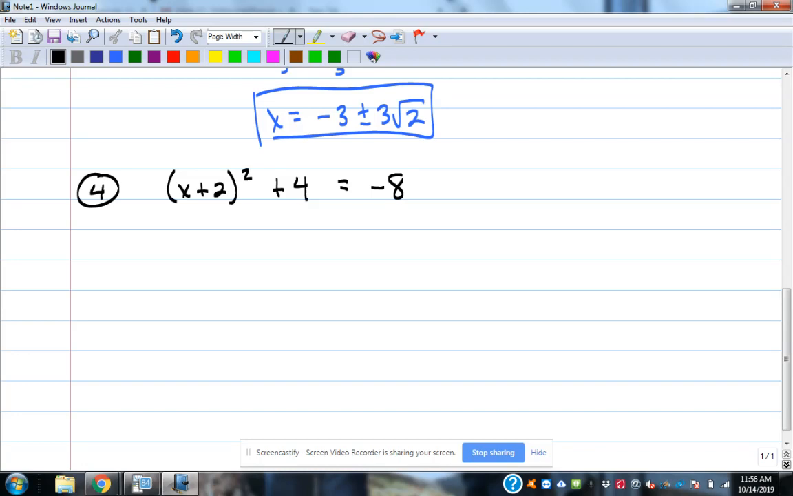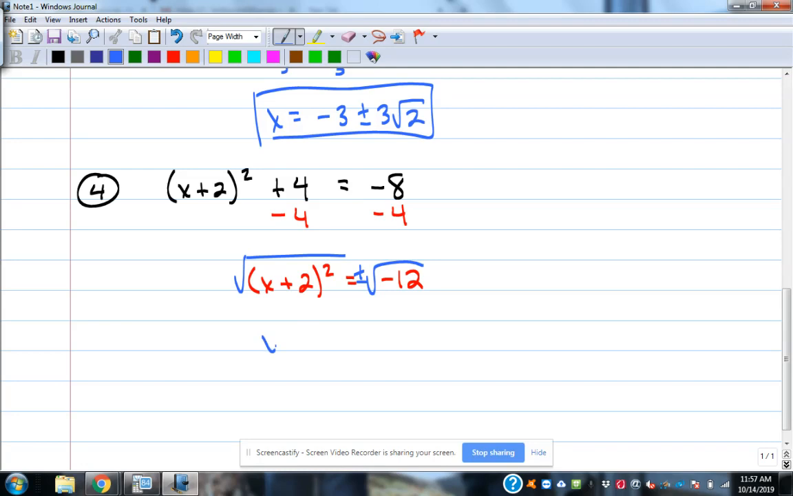What would be our first step for this one? Subtract 4. That would get the squared part by itself. So x plus 2 squared is equal to -12. And then we can do what? Take the square roots, because we want to get rid of that squared that's on those parentheses. Don't forget, on the number side, you've got to have a plus or minus.